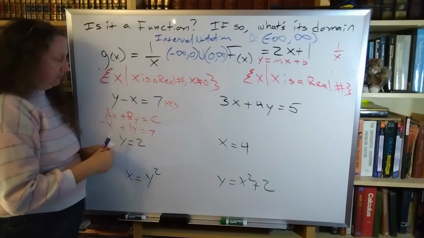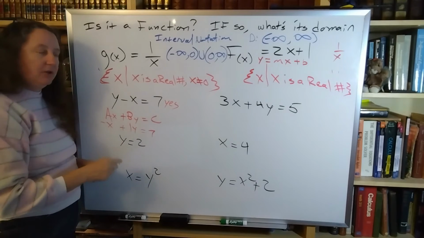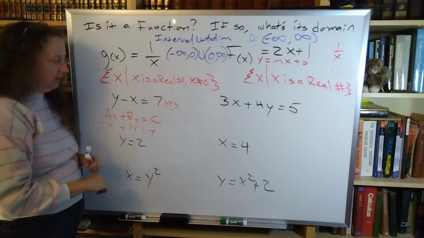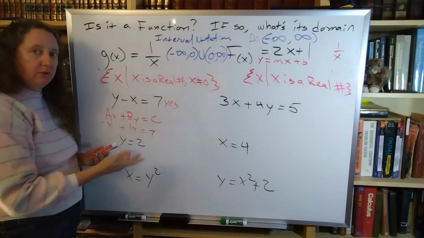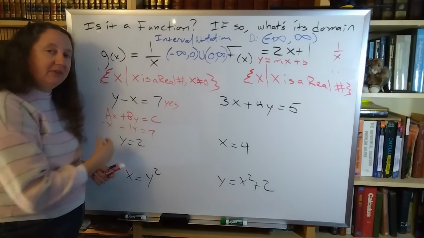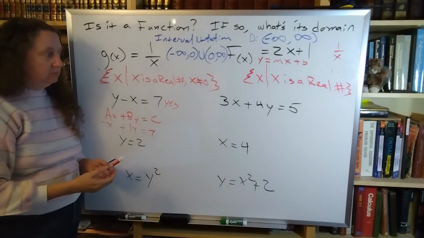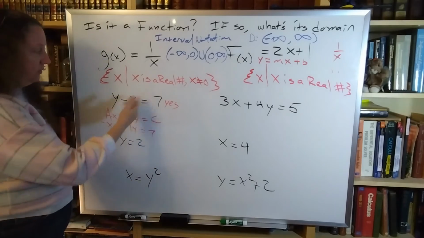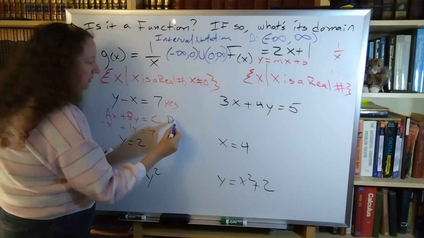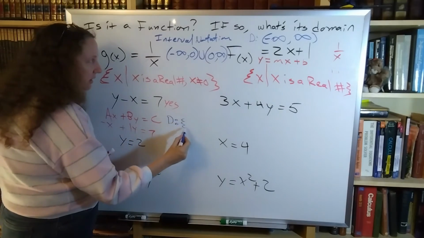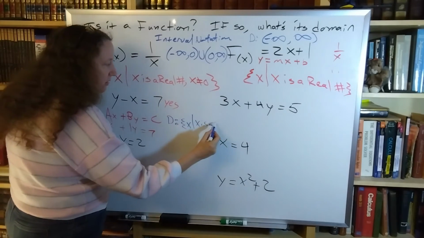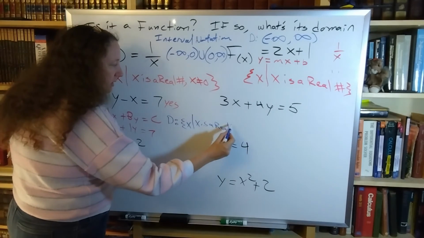What is its domain? Is there any limitation on this? Do I have x in my denominator? No. Do I have x under the square root symbol? No. Do I have any other reason why I cannot say x is just any number whatsoever? No. So therefore, it's the same as that. My domain is the set of x such that x is a real number.